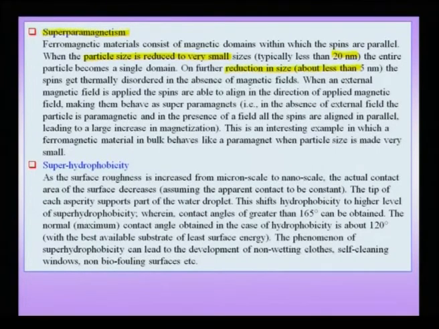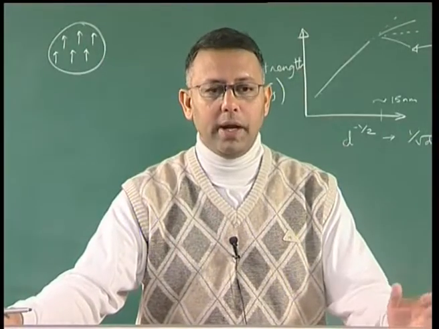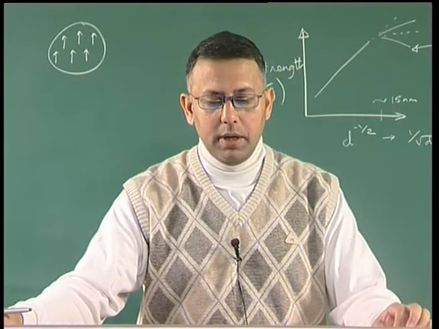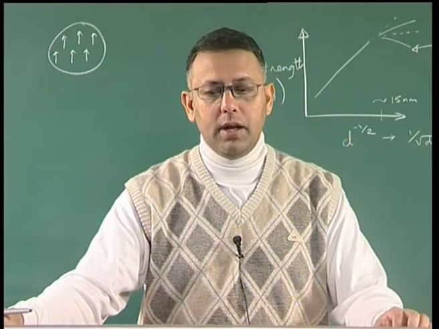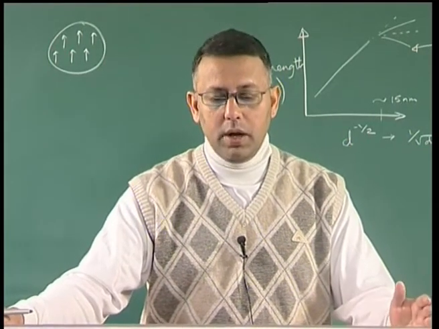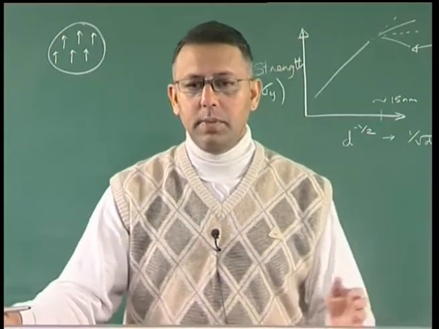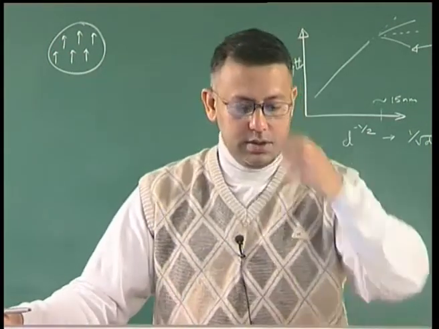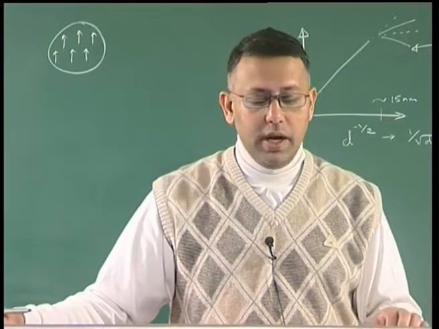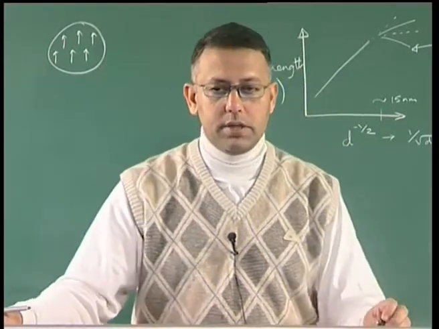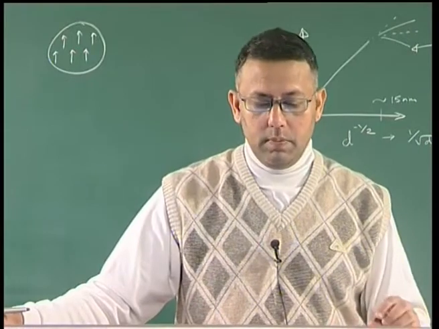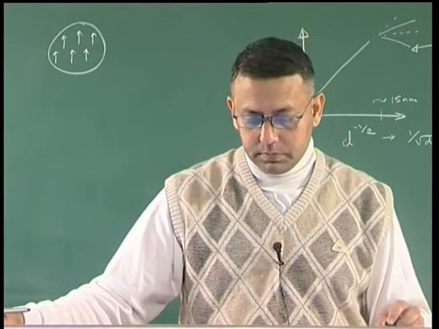So, by reducing size, I have made the material which is normally ferromagnetic into a paramagnetic material. This paramagnetic material in the presence of a field tends to align all the magnetic moments, and therefore, there is a very high susceptibility, and such a material would not have any hysteresis. Therefore, I have a very interesting effect related to magnetism coming from this particle size reduction.